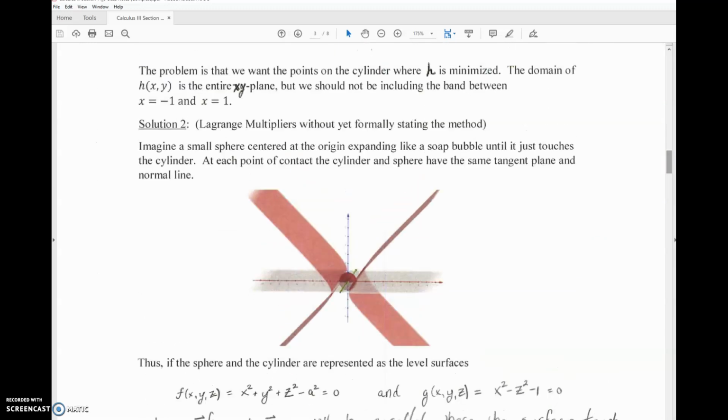So I'm going to use Lagrange multipliers, and I'm not yet formally stating the method, but you'll see how it works by me walking through this example. So imagine a small sphere centered at the origin, expanding like a soap bubble until it just touches the hyperbolic cylinder. Now at each point of contact, the cylinder and sphere have the same tangent plane and normal line.